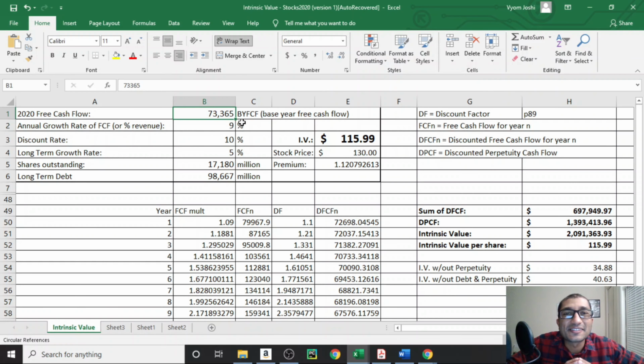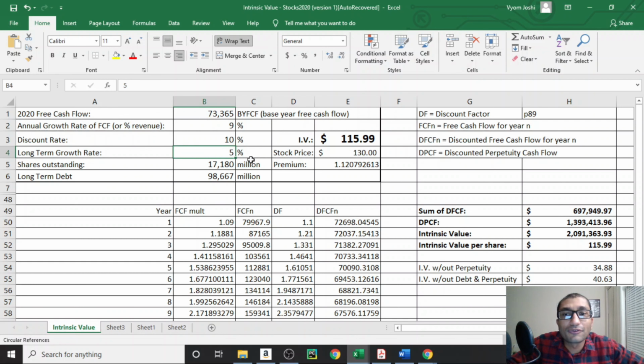Hey guys, now let's look at the discounted free cash flow DCF analysis for Apple. Over here, I pasted the 2020 free cash flow number that I got from Morningstar, which is $73,365 million. I'm using an annual growth rate of free cash flow of 9%. What this means is I expect Apple's free cash flow to grow at 9% every year for the next 10 years. I'm using a discount rate of 10%. What this means is I want this investment to give me a 10% return.